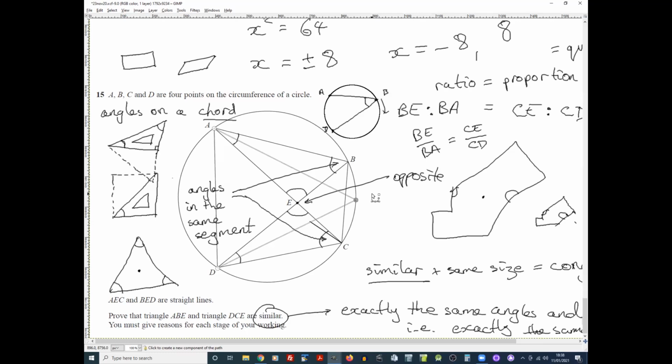Anyway, but the more modern way, which is meant to be simpler to remember, is on a chord, or in the same segment relative to that chord. But you mustn't be looking at this angle over here and not be aware that all these angles are only equal because they're both pinned down at A and D.